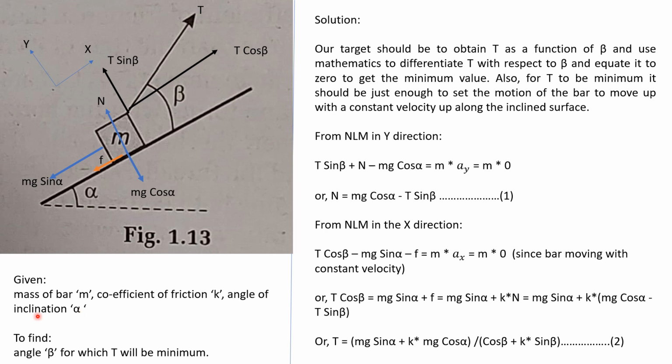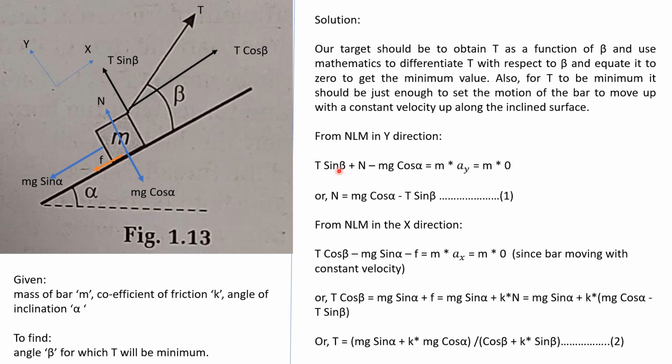I have just written a write-up as well, so you can go through it and easily understand. Given in the question are the mass of the bar m, the coefficient of friction k, and the angle of inclination of the inclined plane alpha. To find is the angle beta for which T will be minimum. Our target is to obtain T as a function of beta and use mathematics to differentiate T with respect to beta and equate it to 0 to get the minimum value. Also, for T to be minimum, it should be just enough to make the bar move up with a constant velocity along the inclined surface.